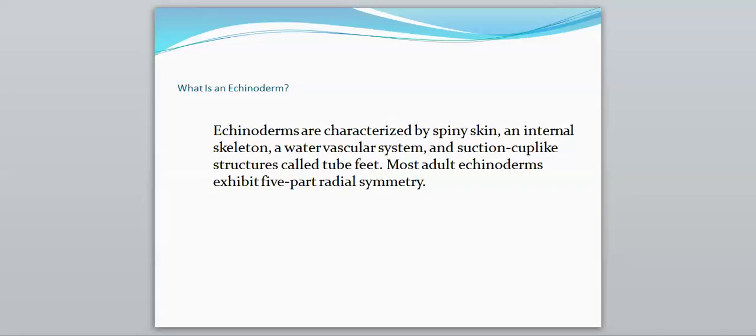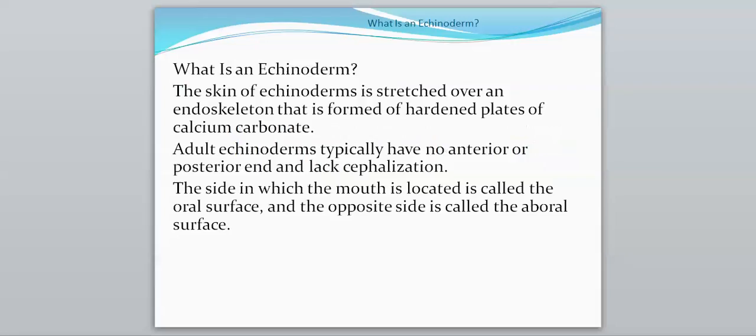And as you can tell by now, with suction cups and tube feet, 5-part radial symmetry sounds a lot like a star. It's the shape of a star, so this group has the most famous example of what we call the starfish. And so then, what is an echinoderm overall?